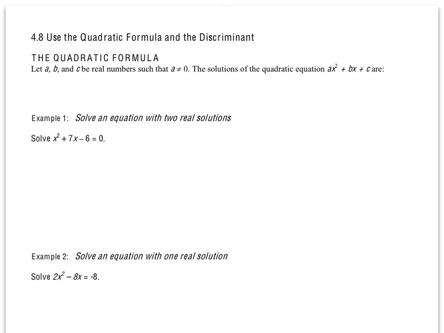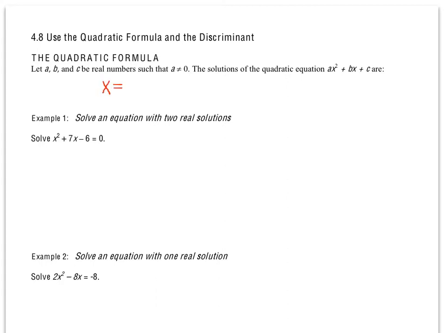Use the quadratic formula and the discriminant. So the quadratic formula is definitely, again, something you've seen before. Yay, something that should be pretty easy to remember. So the quadratic formula: let a, b, and c be real numbers such that a is not equal to 0. The solutions of the quadratic equation ax squared plus bx plus c are this. So this is how we find them.